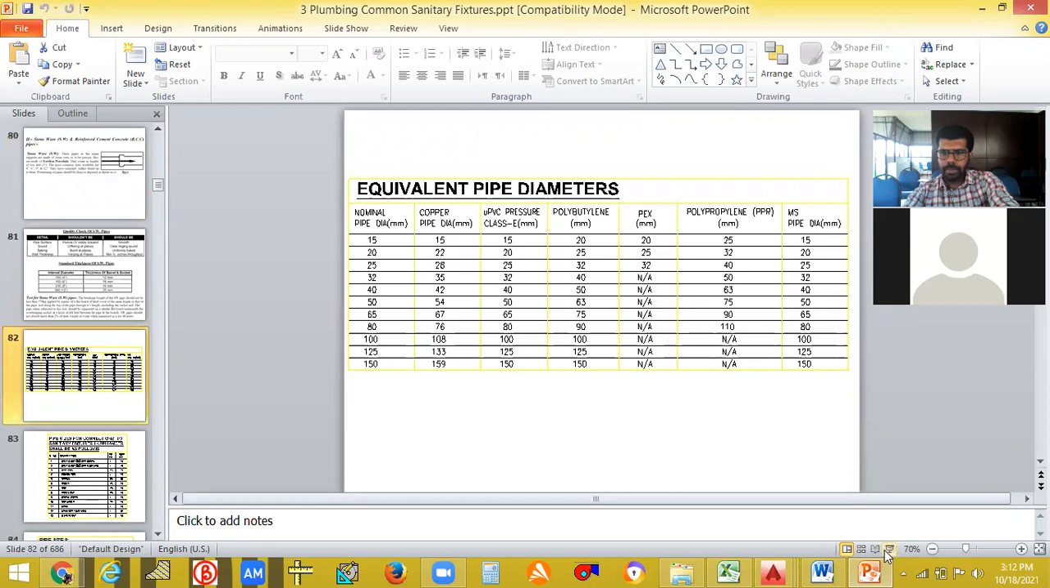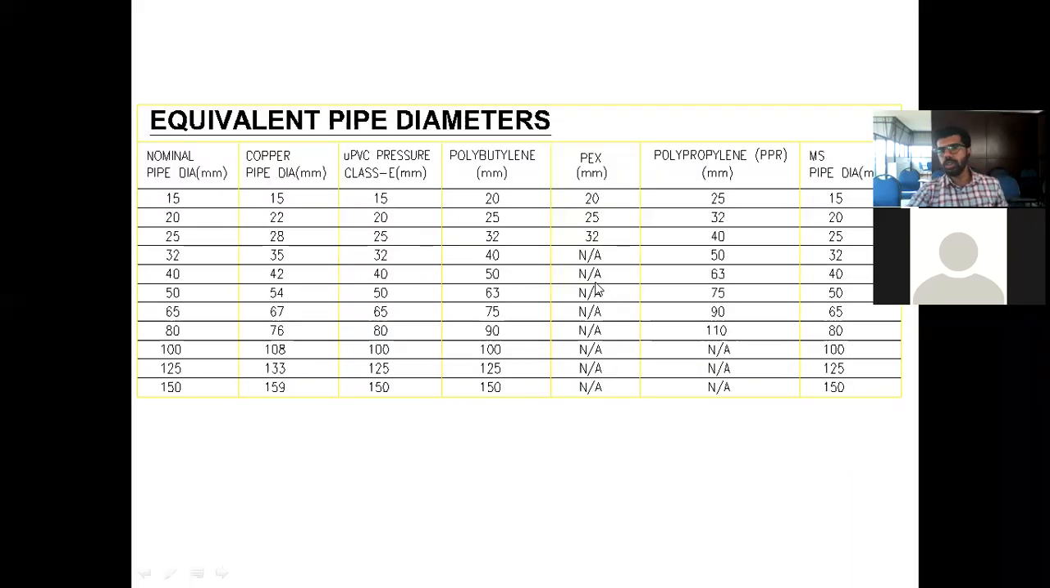These are the different pipe diameters that you need to know. These are important. Nominal pipe diameters of supply pipes: you have 15 mm, 20 mm, 25 mm, 32 mm, 40 mm, 50 mm, 65, 80, 100, 125, 150, it goes like that. So normally these are the pipe dimensions.